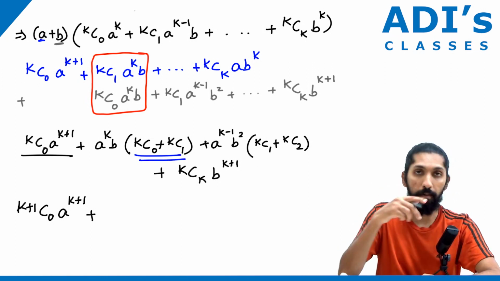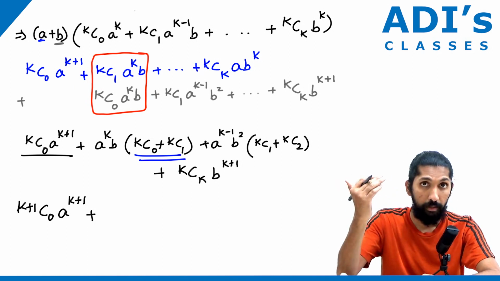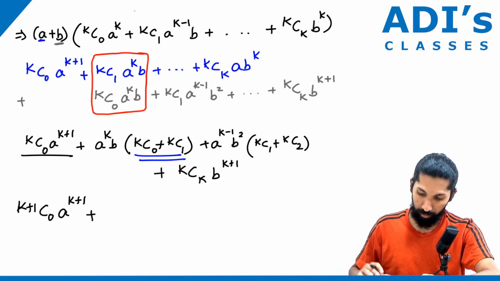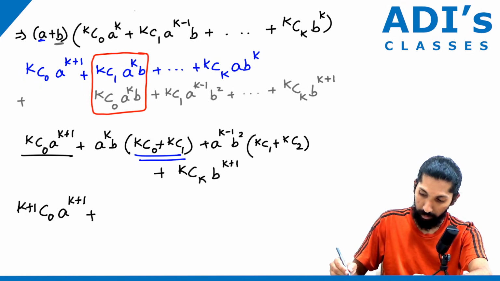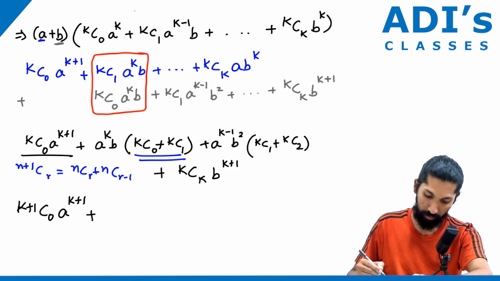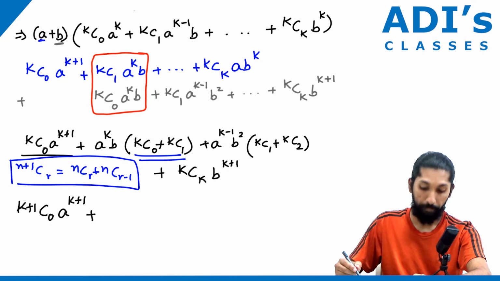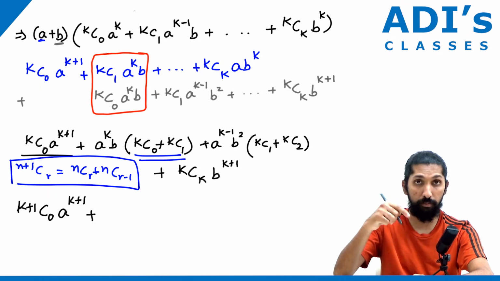Okay, let's recap. What is nCr plus nCr minus 1? If you recap, it is (n plus 1)Cr. Do you remember? So let me write it down here so that it's going to be much easier for you. You have nCr plus nCr minus 1, this value is (n plus 1)Cr. So keep this in mind because we are going to use this here. Okay, so what do we have? nCr plus nCr minus 1 is (n plus 1)Cr.